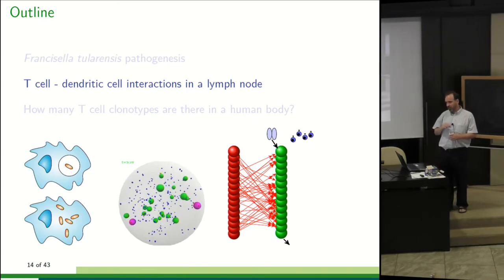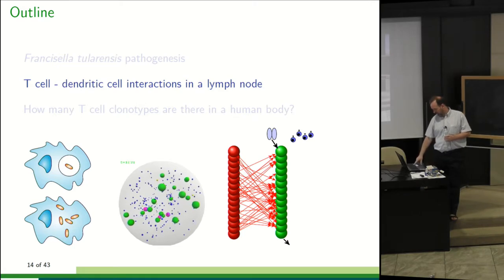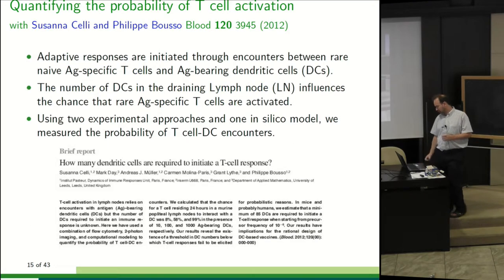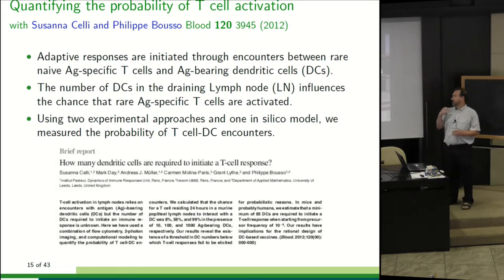Okay, so I'm going to talk about the interactions of T cells and dendritic cells in the lymph node. Let's see what the next slide says. Okay, well, I'll just give you a quick introduction first. Don't worry if you don't understand this yet, I'll explain a few more things. So naive antigen-specific T cells, I'll explain a bit more of that when I have time, interact with antigen-bearing dendritic cells in these things called lymph nodes.